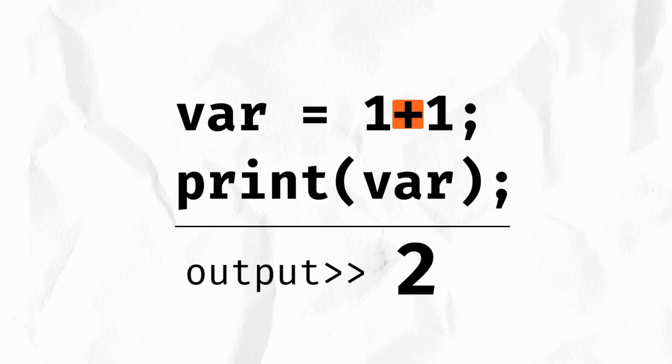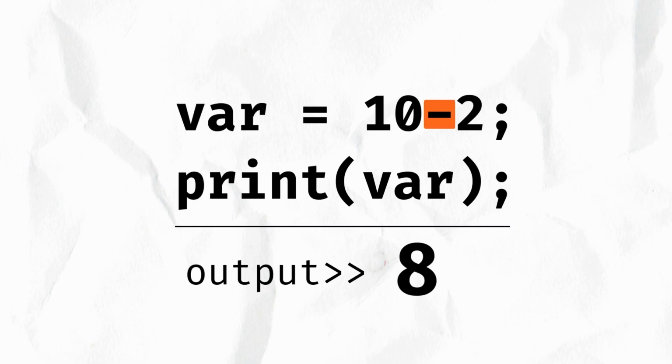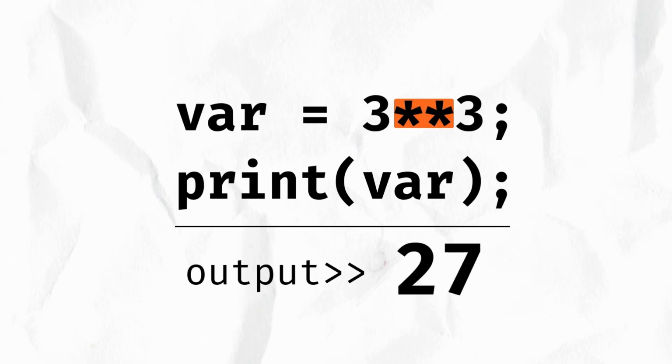You use the plus for 1 plus 1, which is 2. You use the minus for 10 minus 2, which is 8. You use the star for 3 times 5, which is 15. You use 2 stars for the cube of 3, which is 27.